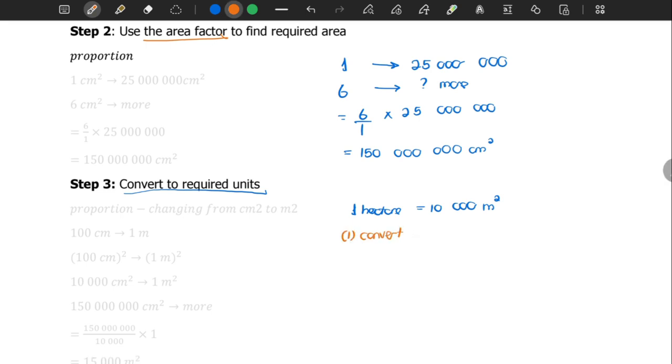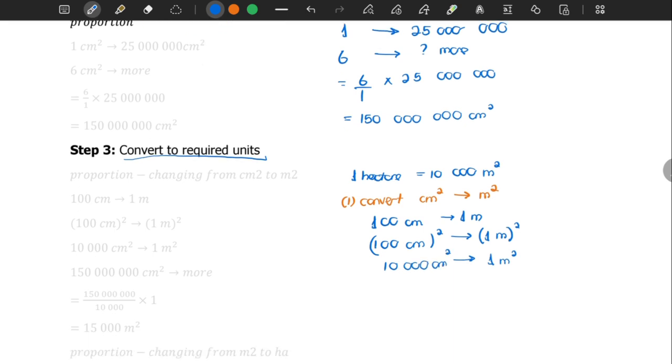Let's convert centimeters squared to meters squared, right? So again, knowing that 100 centimeters is 1 meter, squaring both sides will give us the area equivalent in centimeters for 1 meter squared, right? Because now 1 meter squared will be equivalent to 10,000 centimeters squared.